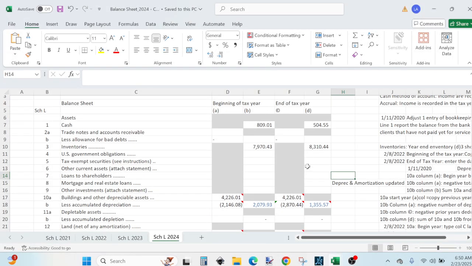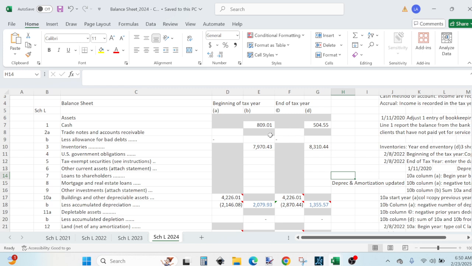I'm not going to go too much into how you are going to create your balance sheet, but pretty much the way it works is you pull your 2023 balance sheet and the end of year data, you copy and paste value in the beginning of the tax year. And if you have accounting software that you are using, it should be able to update your balance sheet for you as you do your bookkeeping.